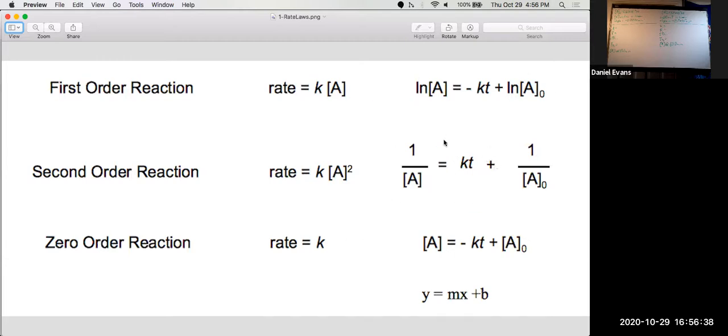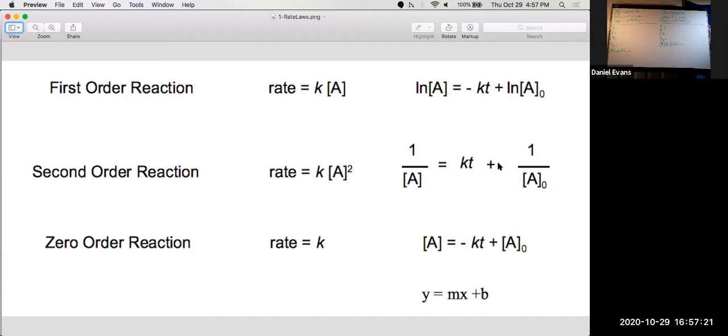For a second order reaction, the integrated rate law is 1 over the concentration equals kt plus 1 over the initial concentration. It still has the form of y equals mx plus b. So y is 1 over A, the slope is k, and the intercept is 1 over the initial concentration. So each of these orders has a different form for its linear equation. Zero order is concentration versus time is linear. First order is log of concentration versus time is linear. And second order is 1 over concentration versus time is linear.